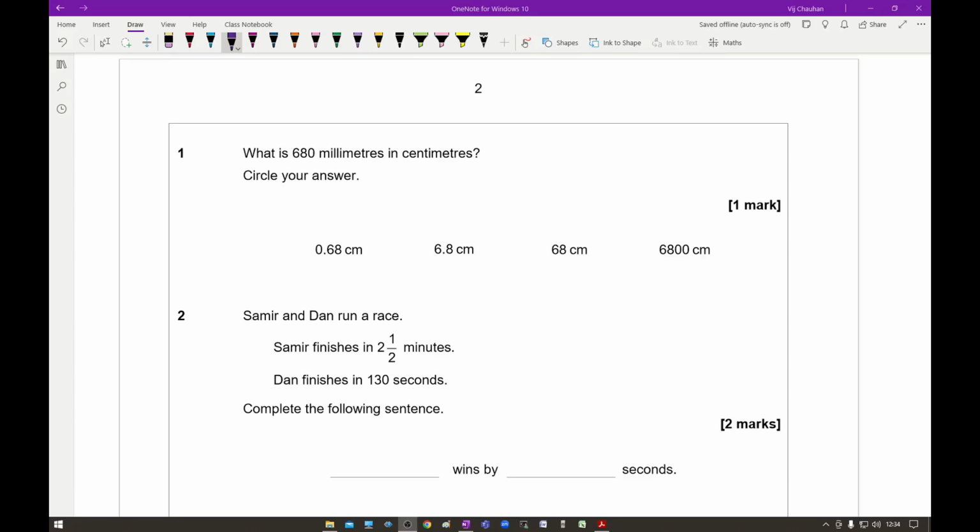So for this we just need to remember that to get from millimeters to centimeters we need to divide by 10, because there are 10 millimeters in 1 centimeter. So here I'm going to do 680 divided by 10. When dividing by 10 you just move the decimal point one place to the left to make it smaller. So the correct answer I want to circle is the third one.